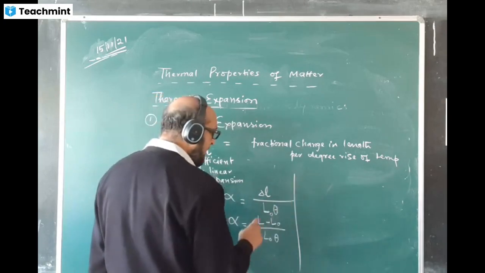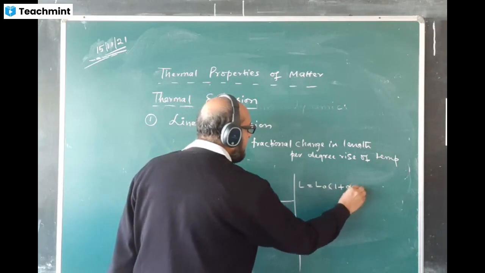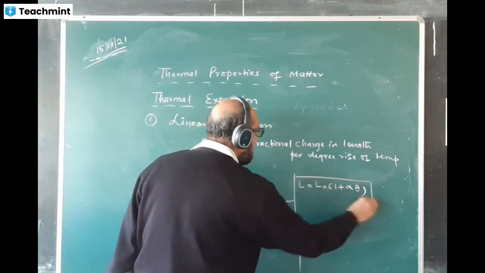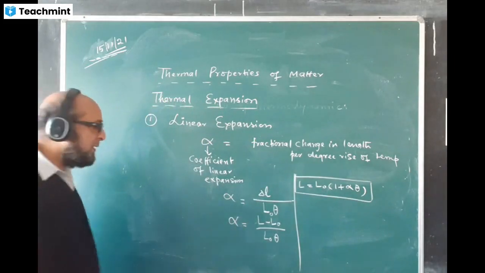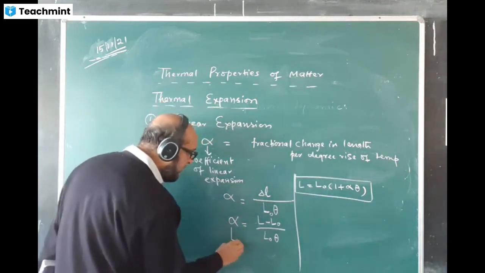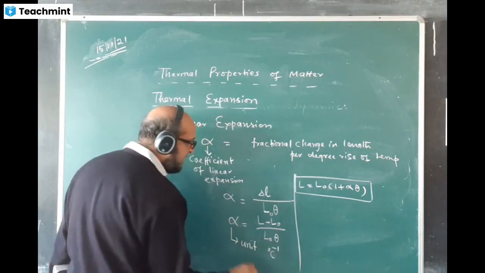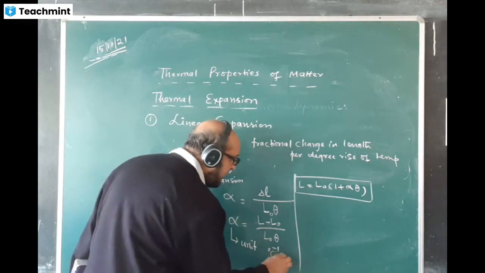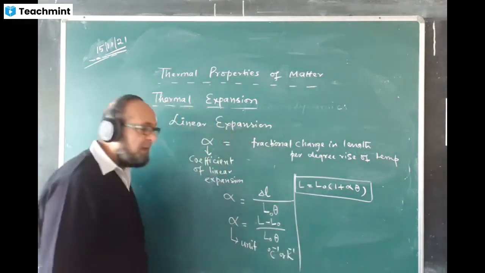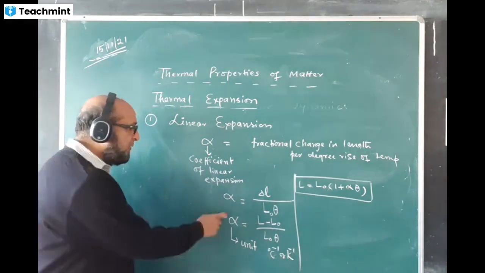You can make L the subject, the value of L will become alpha naught 1 plus alpha theta. After arranging it, this is the formula. What is the unit of alpha? The unit will be only per degree Celsius, or Kelvin minus 1, K minus 1, per Kelvin. Per degree Celsius or per Kelvin is the unit for alpha.